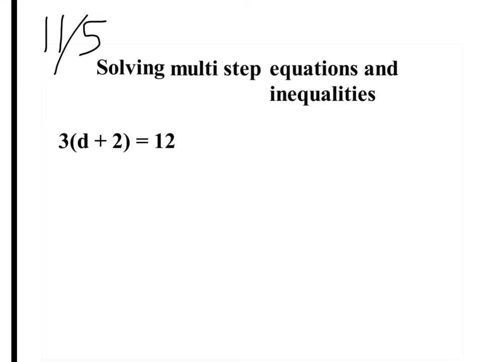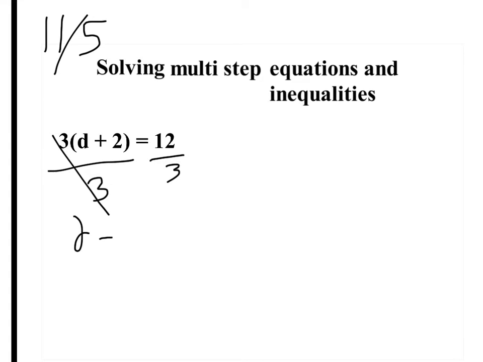If you knew what d was, what would you do to it first? You would add 2 and then do what? Times by 3. Order of operations says you would add 2 and then times by 3. So what I'm going to do is go in reverse order of that. What was my last step? Times by 3. So what's the first thing I should do? Divide by 3.